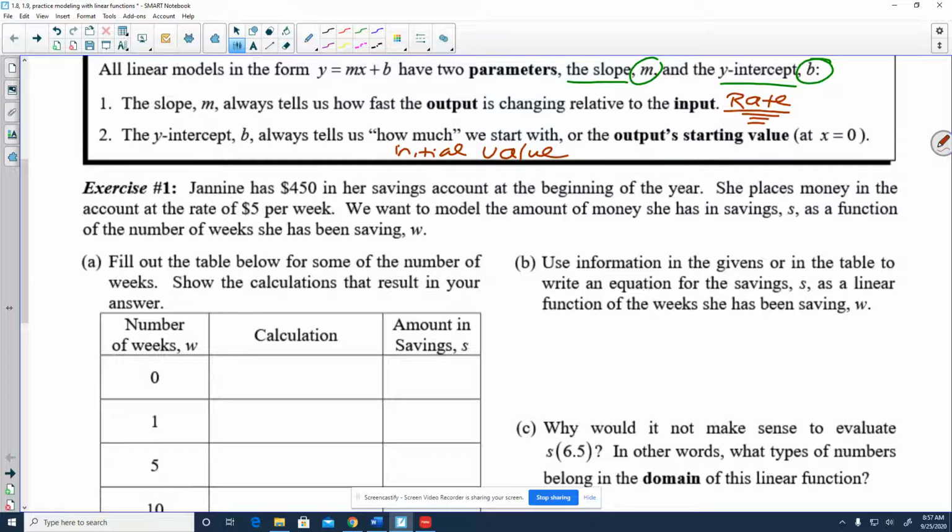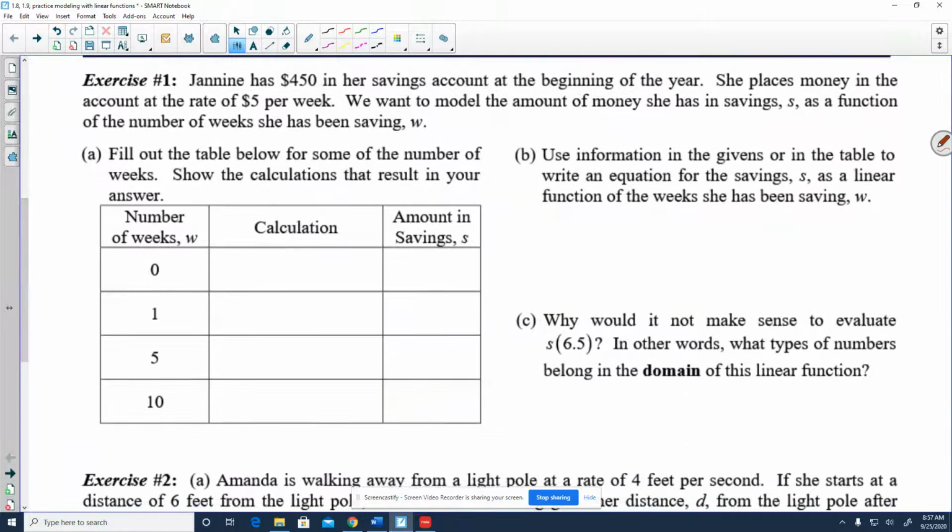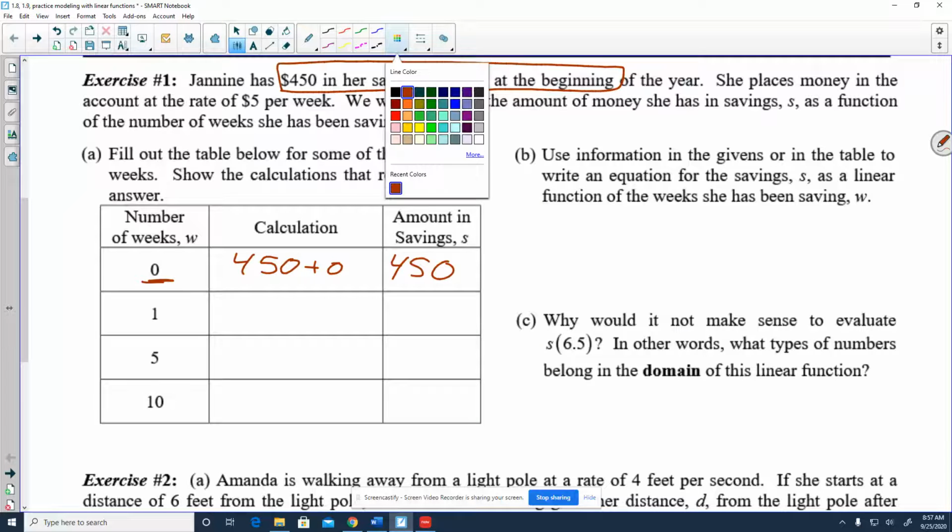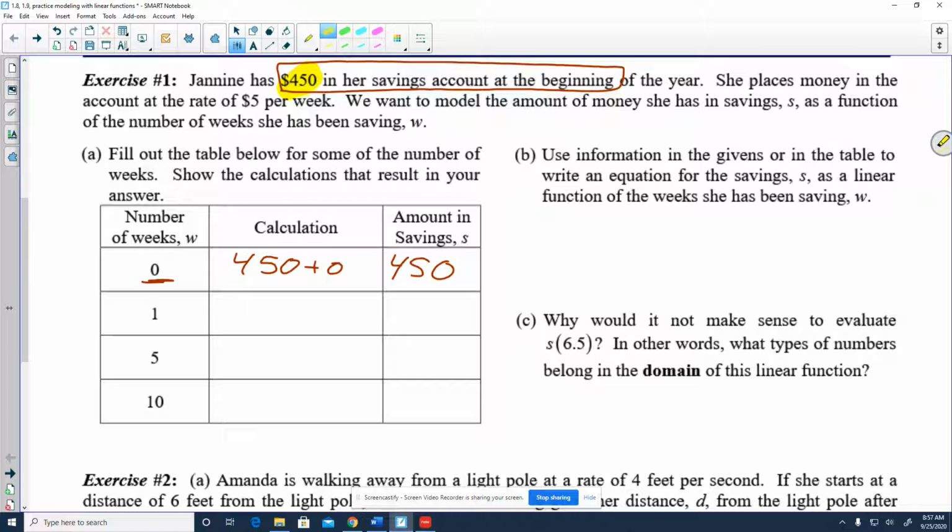Okay, so after 0 weeks, meaning she hasn't started saving yet, she's only going to have the $450 that she started with, plus nothing new. So she's only going to have $450 in her account to start. That's the initial value, okay? At the beginning, she has $450. So that's our initial value. That's going to be important in a minute, okay?